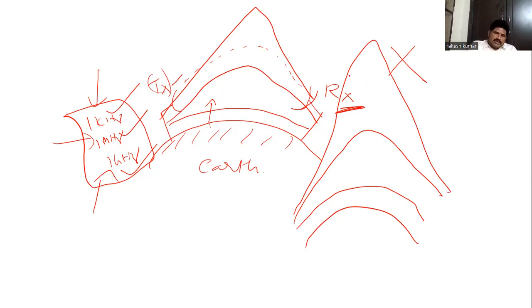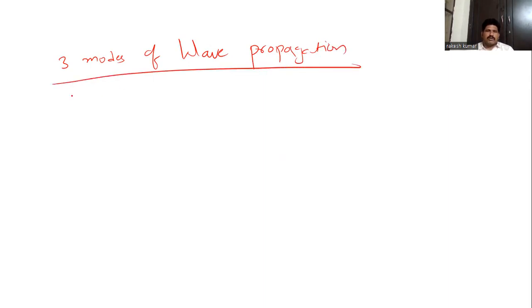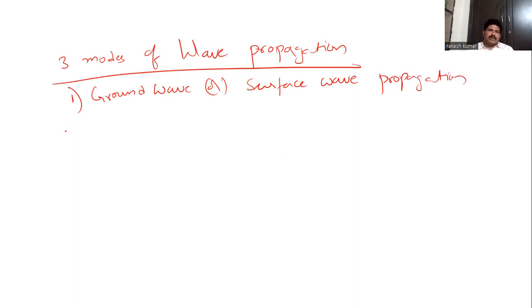Based on these signals, there are three modes of wave propagation. The first one is called ground wave propagation, also called surface wave propagation. And the second one is ionospheric wave propagation.